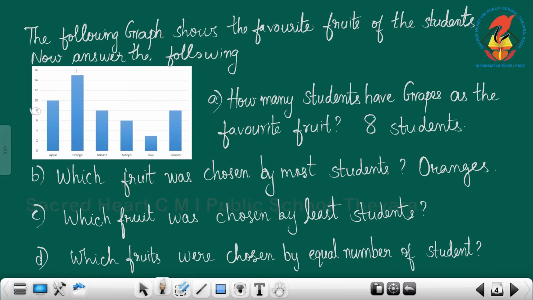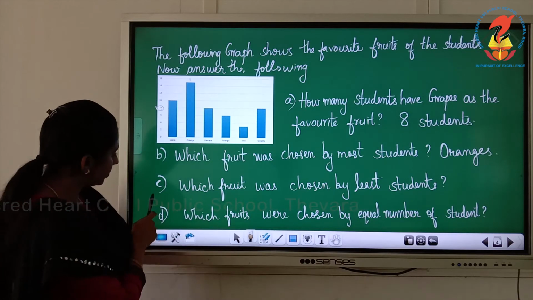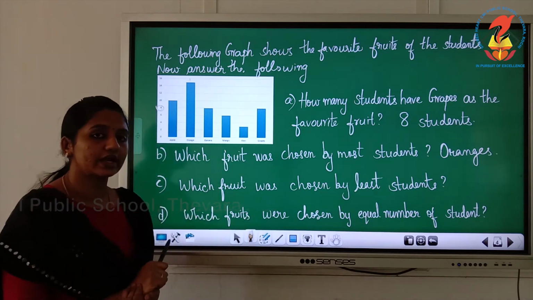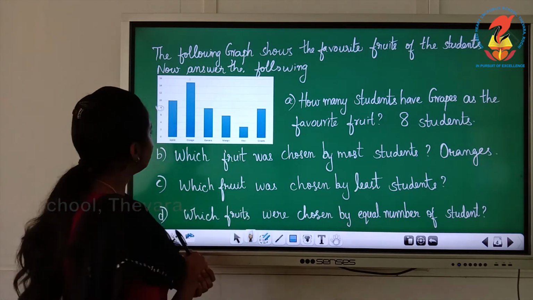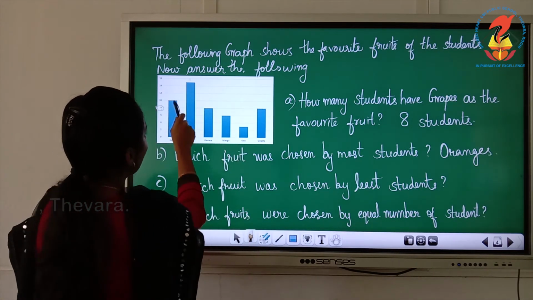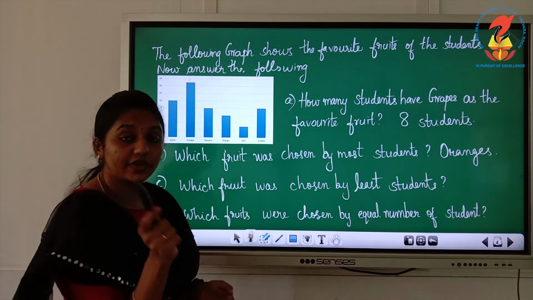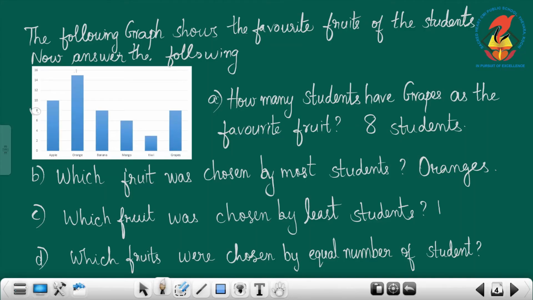Okay. So, we are moving to the C question. Which fruit was chosen by least students? Least means lower. When we look at the bars, which one is the smaller? That is kiwi. So, we can write it directly. It's kiwi.